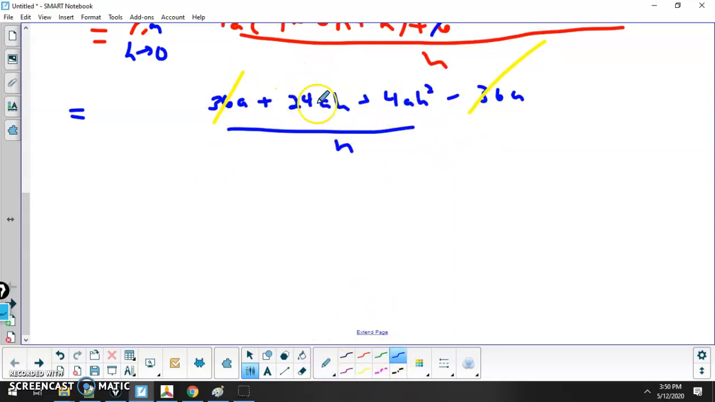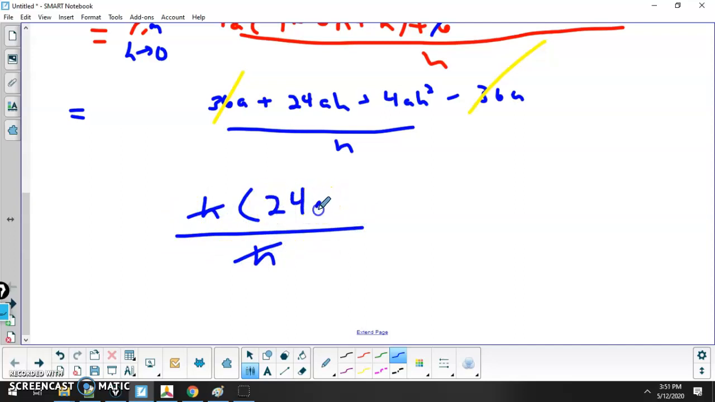Remember, at this point it's always good to think, what can I factor out to cancel out that h in the bottom? I just take out a GCF of h. It will cancel out the h in the bottom. Then we would have 24a plus 4ah here. That's a little ugly, so let me fix that up for you guys. Plus 4ah.